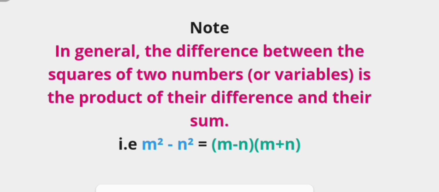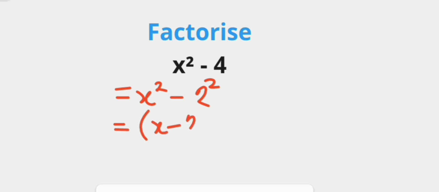Let us now apply these findings in factoring some quadratic expressions. The first example we are going to consider is x squared minus 4. Now, a good look at this shows that the two terms here are both squares, which can be written as x squared minus 2 squared. Then, applying the concept of difference of two squares, the findings we just made, this can be factored as x minus 2 times x plus 2 in brackets.